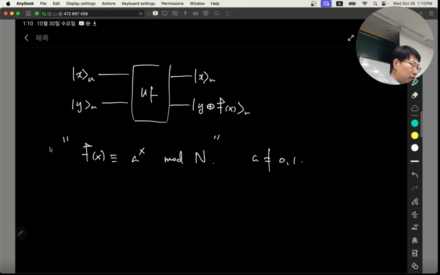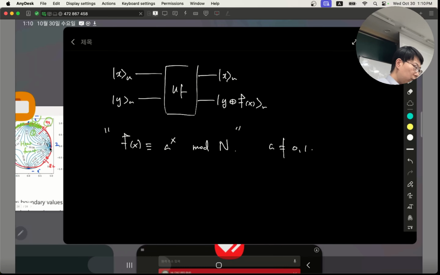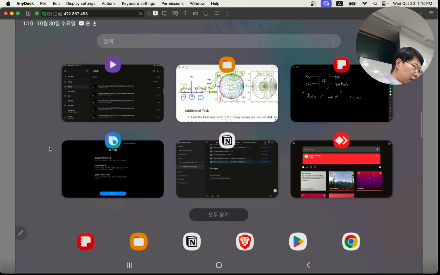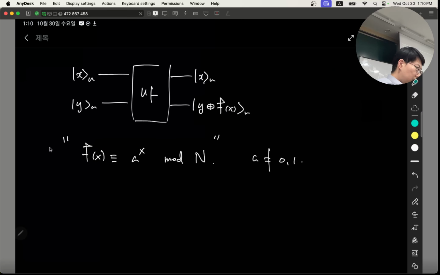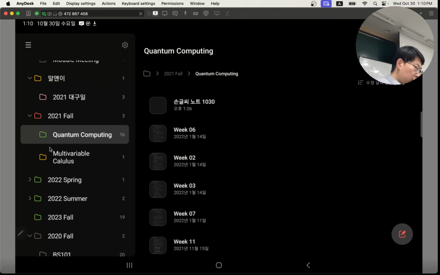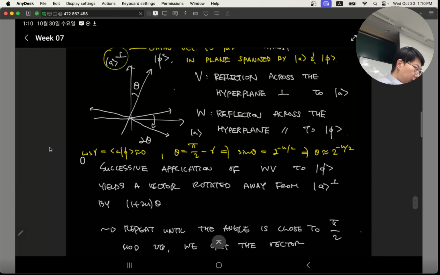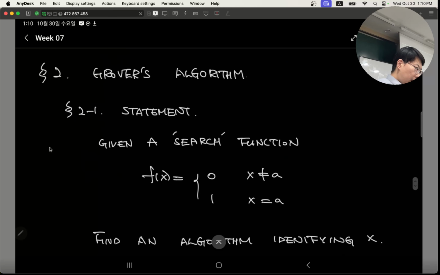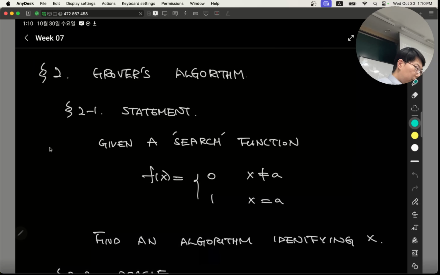Okay, so let's move on to Grover's algorithm. I think that's going to be short. Sorry, for today I'm not going to write on the pad. I'm going to use the old notes here. Well, if I need to explain it in more detail, then I'll use a separate note.